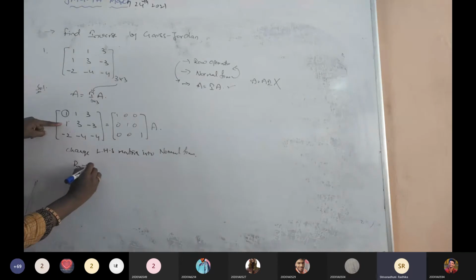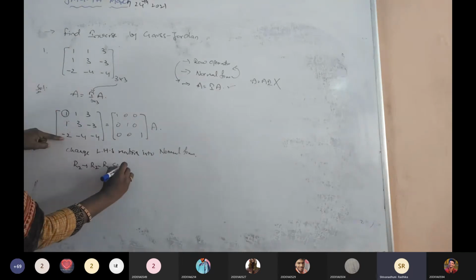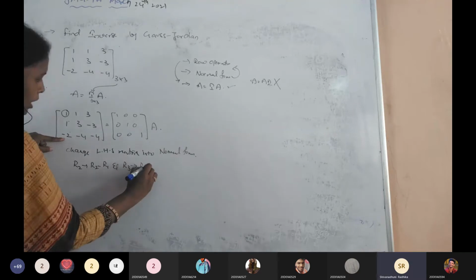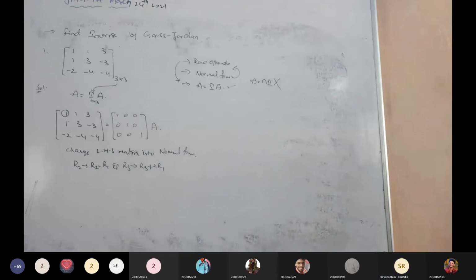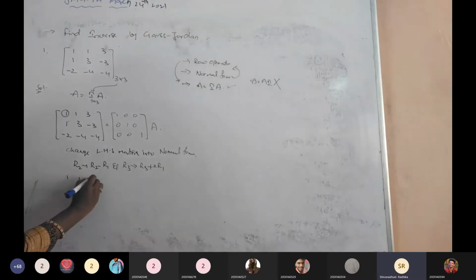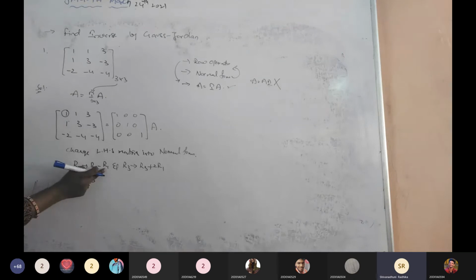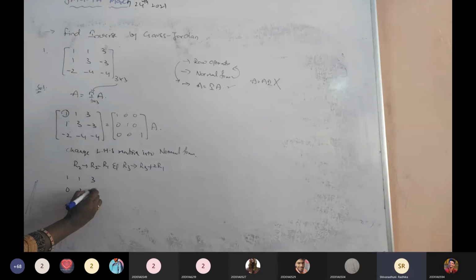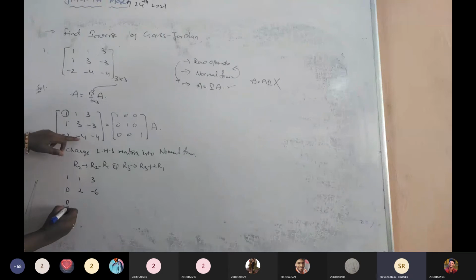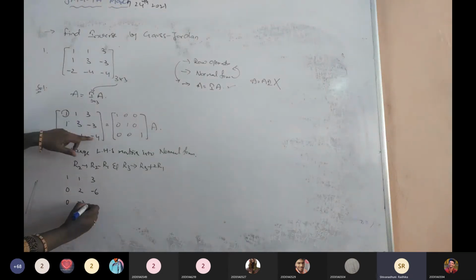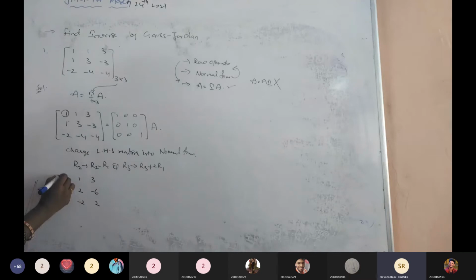Now, R2 changes to what? R2 minus R1. And R3 changes to R3 plus 2R1. Are you following, all of you? Yes, ma'am. Next. Here, 1, 1, 3. And 1 minus 1, 0, R2 minus R1. 1 minus 1, 0. 3 minus 1, 2. Minus 3, minus 3, minus 6. Go for R3. R3 plus 2R1. Minus 2 plus 2, 0. Minus 4 plus 2, minus 2. Minus 4 plus 6, 2.